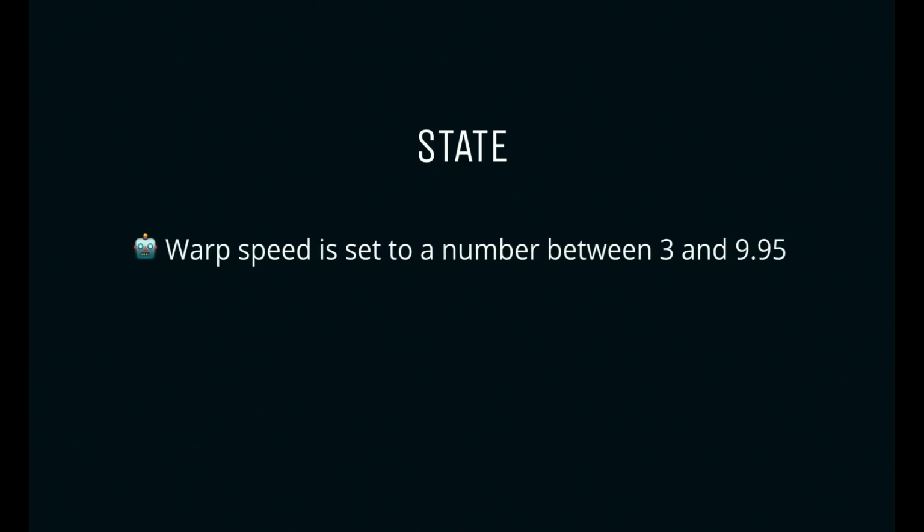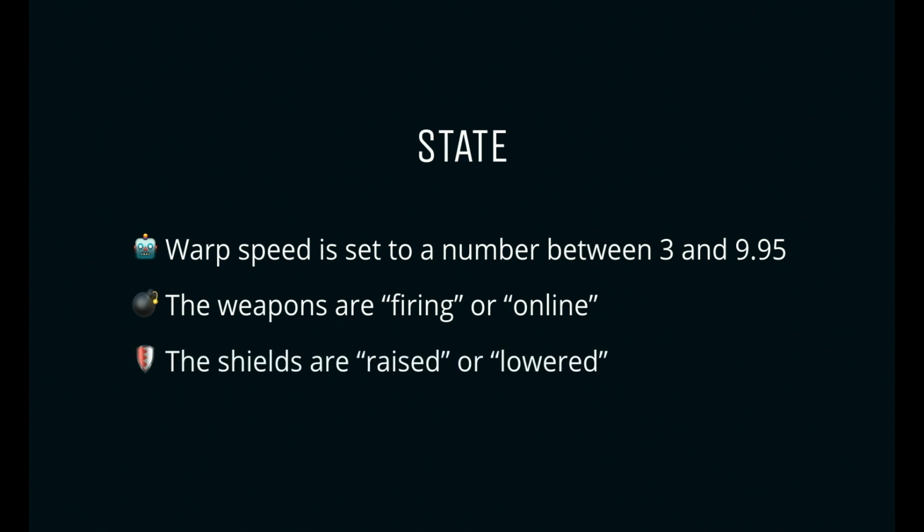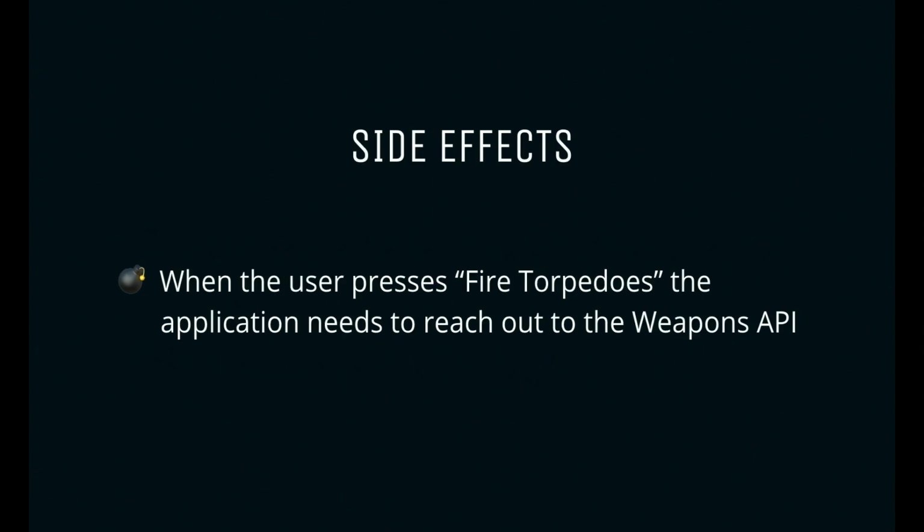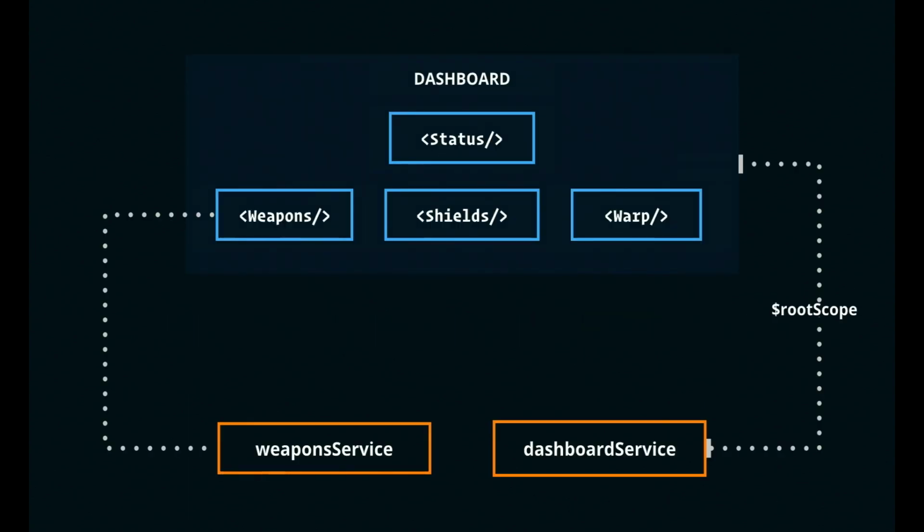So this application was architected in AngularJS, and it has a few pieces of state. You can set the warp speed anywhere between 3 and 9.95. The weapon systems can either be firing or online, and the shields can either be raised or lowered. There's also one side effect in this application. When the user presses fire torpedoes, you have to reach out to a weapons API and receive an asynchronous promise.